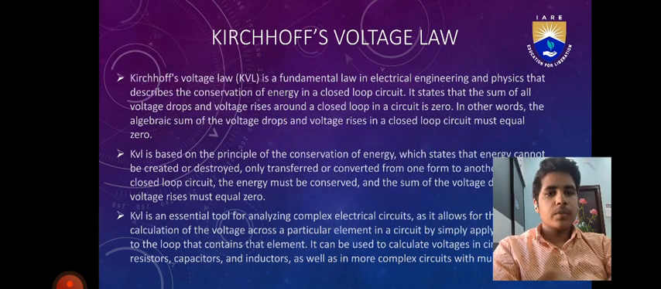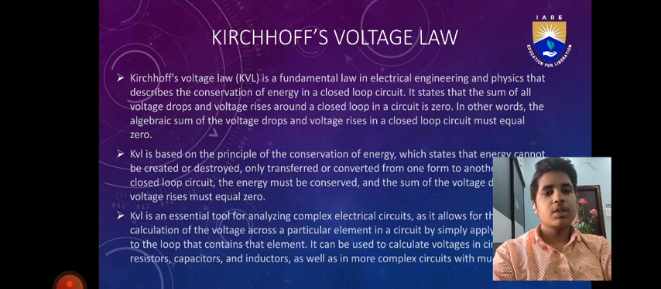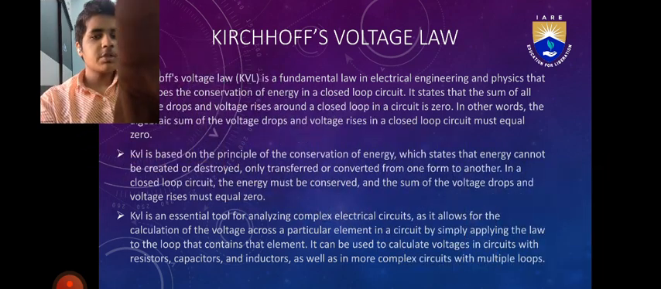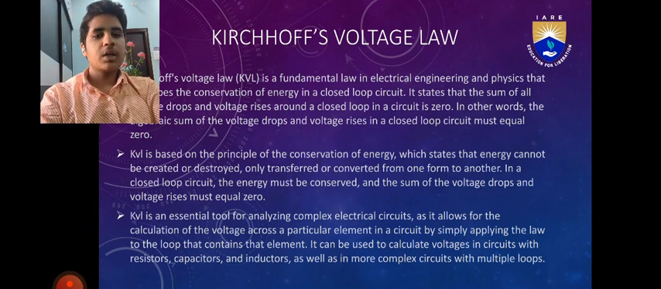Kirchhoff voltage law. Kirchhoff voltage law (KVL) is a fundamental law in electrical engineering and physics that describes the conservation of energy in a closed loop circuit. It states that the sum of voltage drops and voltage rises around a closed loop in a circuit is zero. In other words, the algebraic sum of voltage drops and voltage rises in a closed loop circuit must be equal to 0. KVL is based on the principle of conservation of energy, which states that energy can neither be created or destroyed but only transferred or converted from one form to another. In a closed loop circuit, the energy must be conserved and the sum of the voltage drops and voltage rises must be equal to 0.